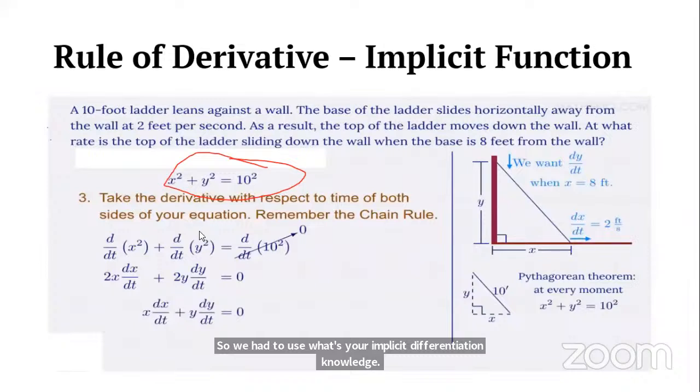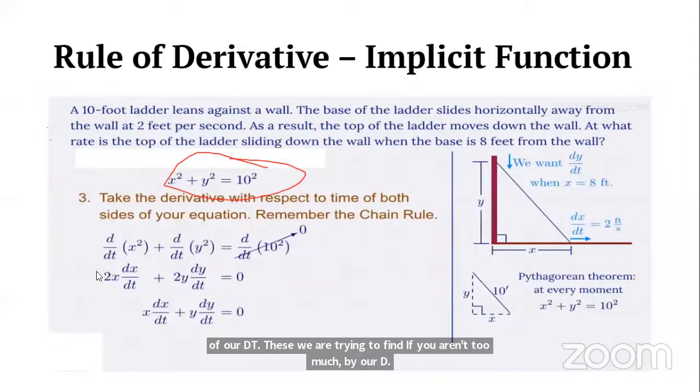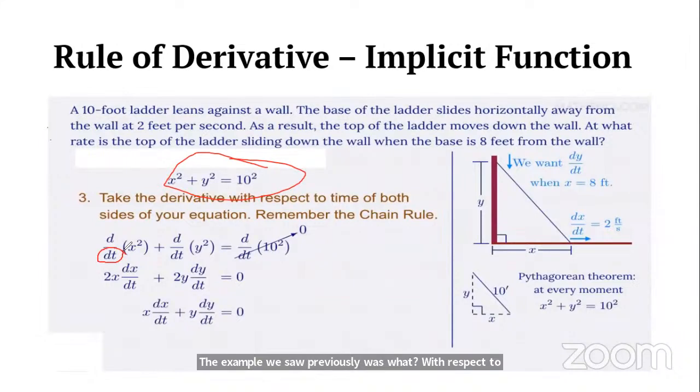So we all know that if you want to use your implicit differentiation, you have to multiply through by d over dt. Since we are trying to find dy dt, then we have to multiply by d dt. Because here we are doing it with respect to time. Remember, we are doing it with respect to time, not with respect to s. The example we saw previously was with respect to s, but here we are doing our derivative in terms of time, because the ladder is moving against time.